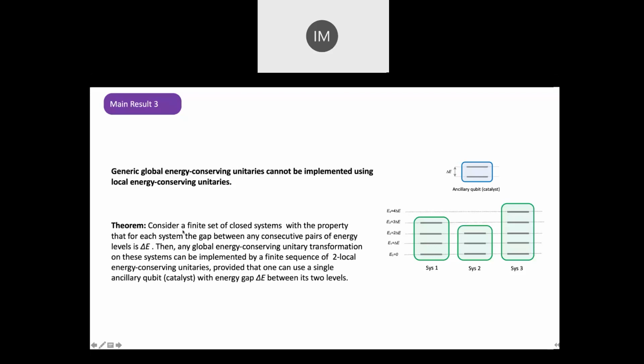So here's a theorem. Consider a finite set of closed systems with the property that for each system, the gap between any consecutive pair of energy levels is delta E. Then any global energy-conserving unitary transformation on these systems can be implemented by a finite sequence of two-local energy-conserving unitaries, provided that one can use a single ancillary qubit or catalyst with energy gap delta E between these two levels. So the energy gap here should be equal to the energy gap here. And then by coupling this to this system by local unitaries, we can implement an arbitrary energy-conserving unitary.